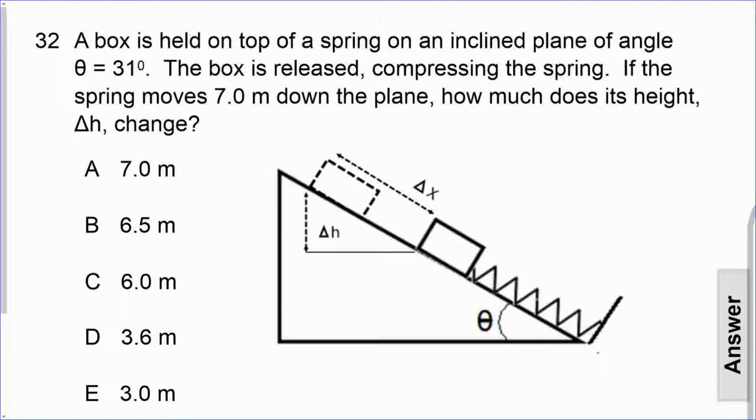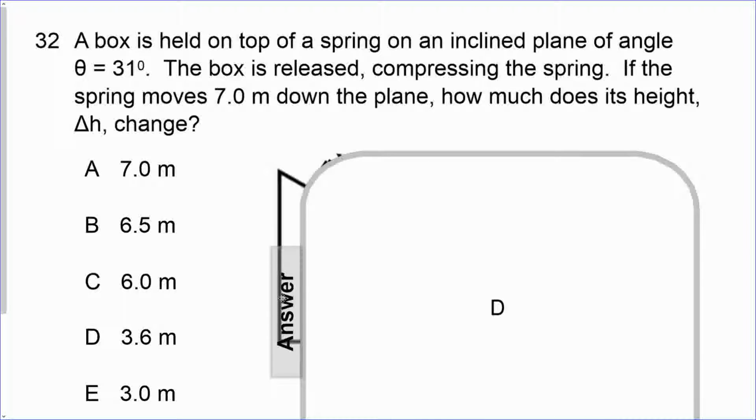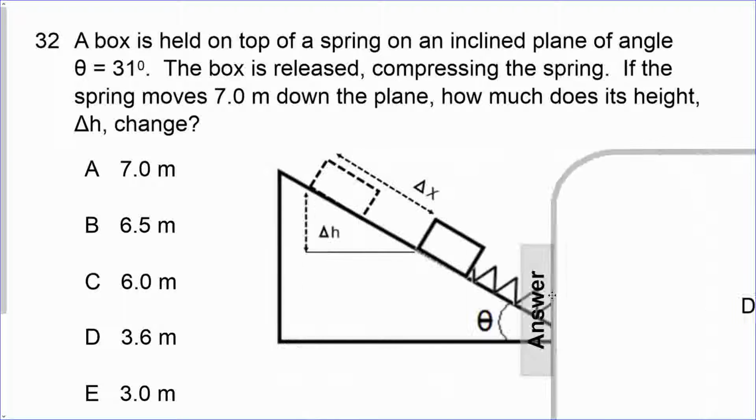A box is held on top of a spring on an inclined plane of angle 31 degrees. The box is released, compressing the spring. If the spring moves 7.0 meters down the plane, how much does its height, delta h, change? Pause the video now and solve for the answer. Let's see if you were right. The answer is D, 3.6 meters.